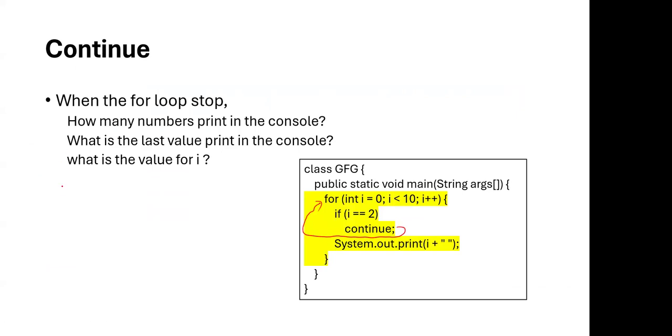So in this case, for I is 0, we print 0. For I is 1, we print 1. However, for I is 2, we don't print anything. We go back and increment 2 to 3, and then we print 3. That means for the 2, we just skipped. And that is the continue.